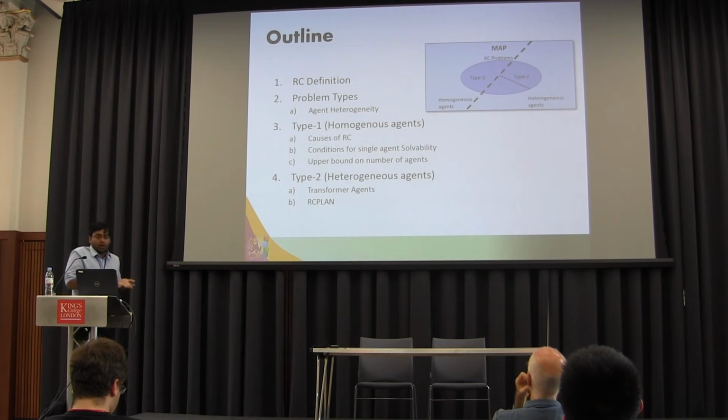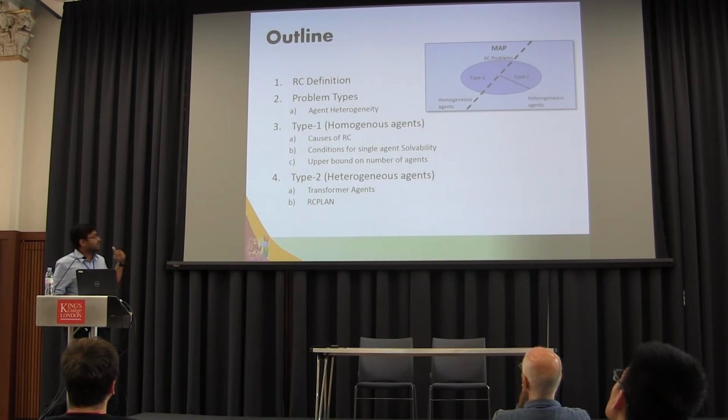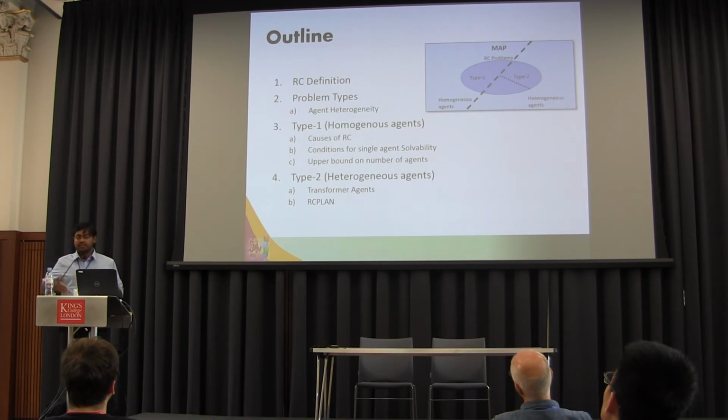Type 1: what are the causes of RC? Under what conditions can we say that this is a single agent solving the problem? And can we provide some kind of upper bound on the number of agents? For type 2, we introduce this concept of transformer agents and also propose this centralized multi-agent planner called RC plan, which makes use of this idea of transformer agent to simplify planning for these type 2 problems.